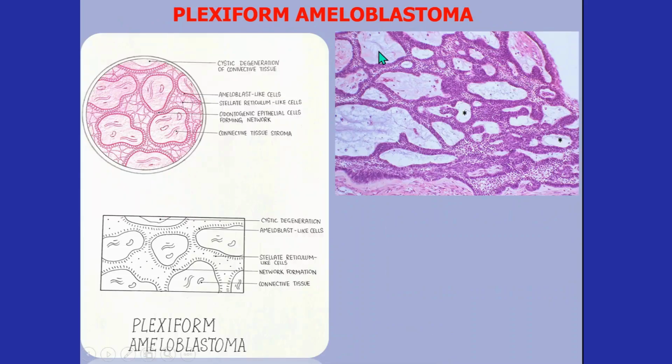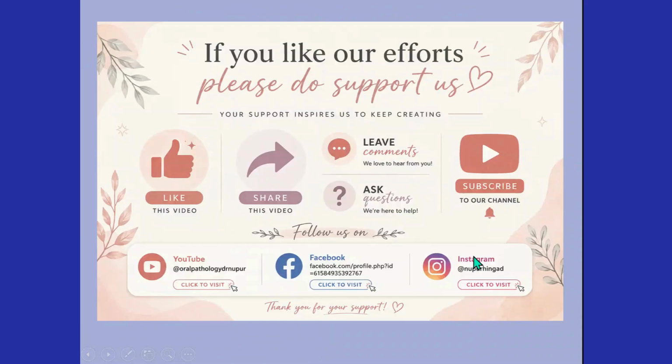Here you can see this is the histopath of plexiform ameloblastoma. You can actually see plexuses or cords formed here, and they're very thin. They're not like follicular ameloblastoma. So this is a histopath diagram. You can appreciate it, and you can even draw it in your journals. So that's about it. That was histopathology of ameloblastoma.